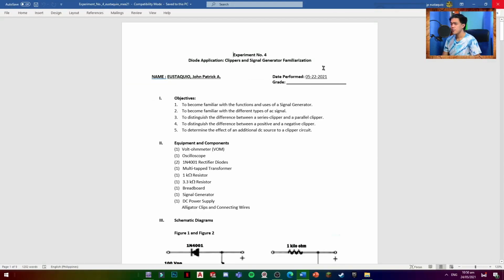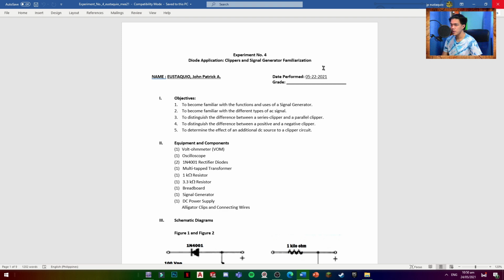So, in this video, I'm going to talk about experiment 4, which is this. Experiment number 4: diode application, clippers and signal generator familiarization. And here are the objectives.